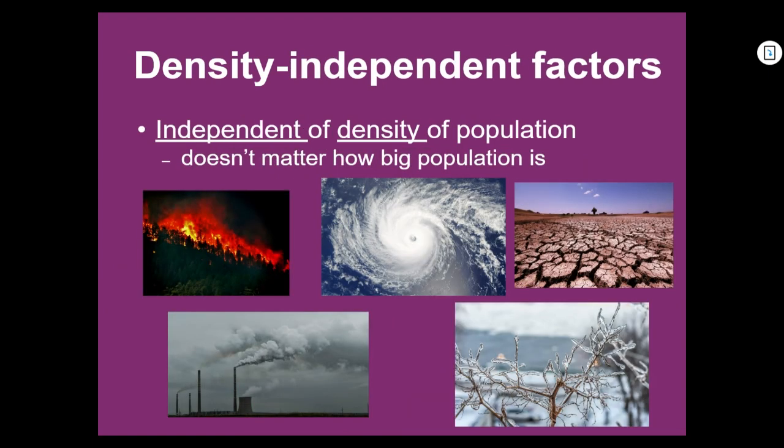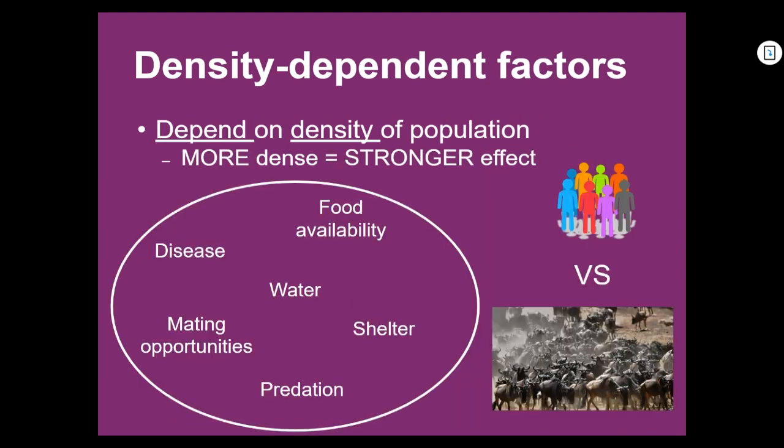And so density dependent factors. So again, y'all think about this, right? The more something is, the more people, the more living things you have in an area, the more it's going to be affected by this, right? So food availability. If you have a lot of people, there's going to be less food. If you have a lot of people, there's going to be more disease. If you have a lot of people, there's going to be less water.